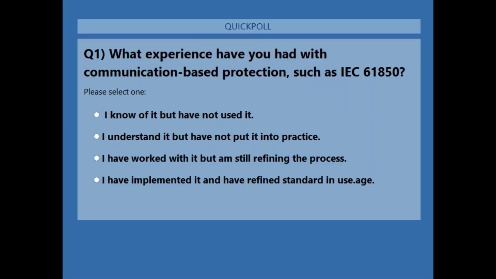I know of it, but have not used it. I understand it, but have not put it into practice. I have worked with it, but am still refining using it, or I have implemented it and have refined standards. We'll give you all a few minutes to answer that question, and we'll look at the results when it's complete.